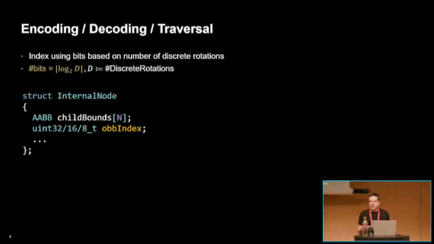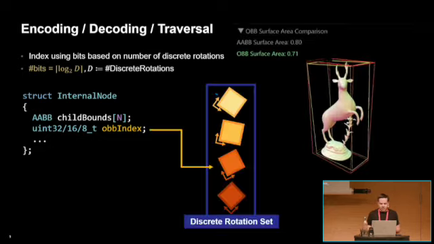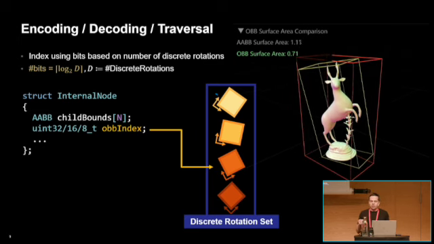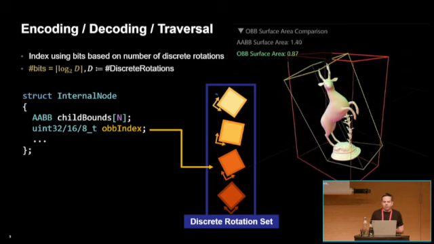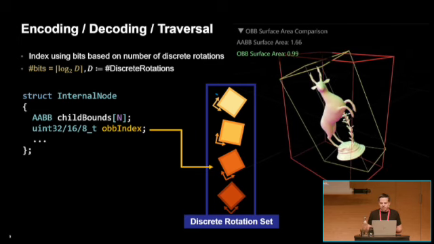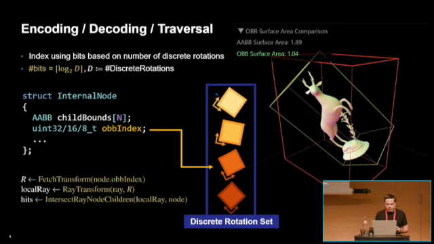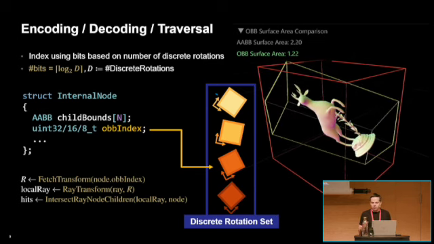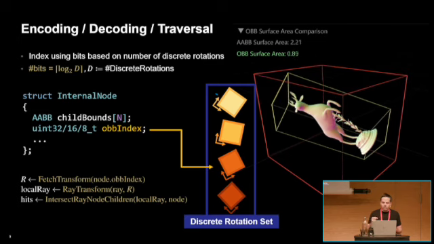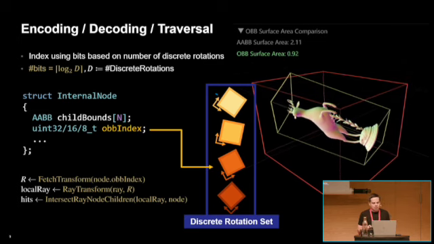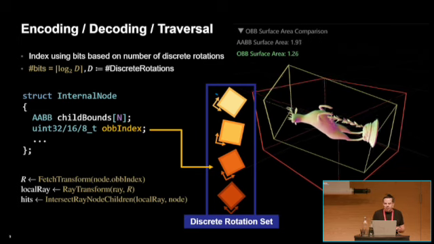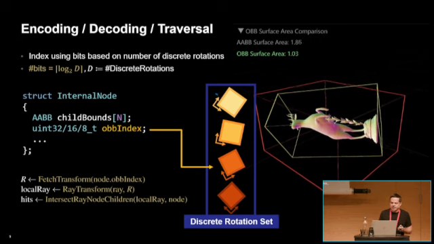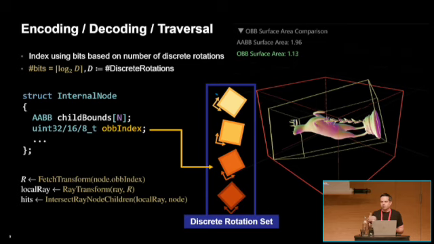Along with the additional data that you need to add to an internal node, you just need the min-max values in the rotated space and an OBB index. With that index, you already know which rotation to take, and you can also use it in traversal. Our traversal just modifies in that you fetch the transform based on the index, then you get a local ray transformed into the rotated space, and then you use your method to intersect the children against the rotated ray, and you get your potential hit candidates.